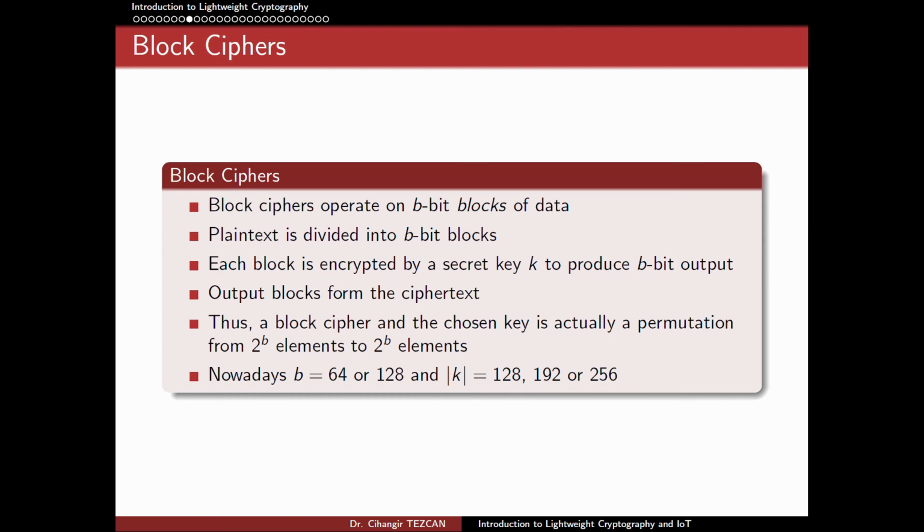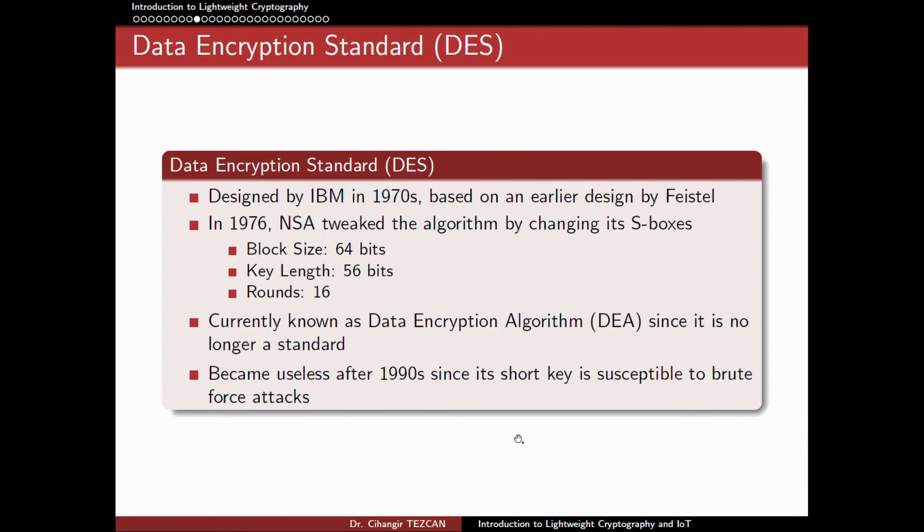I will mention this in a few slides later, but using any algorithm that has a shorter key than 128 bits actually makes no sense in today's world. So we strongly recommend that people use at least 128-bit keys for symmetric key encryption. I will explain why this is important.